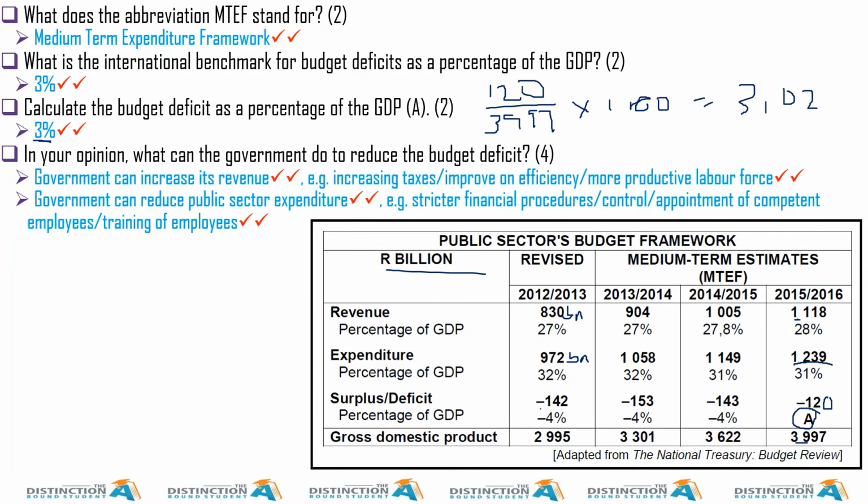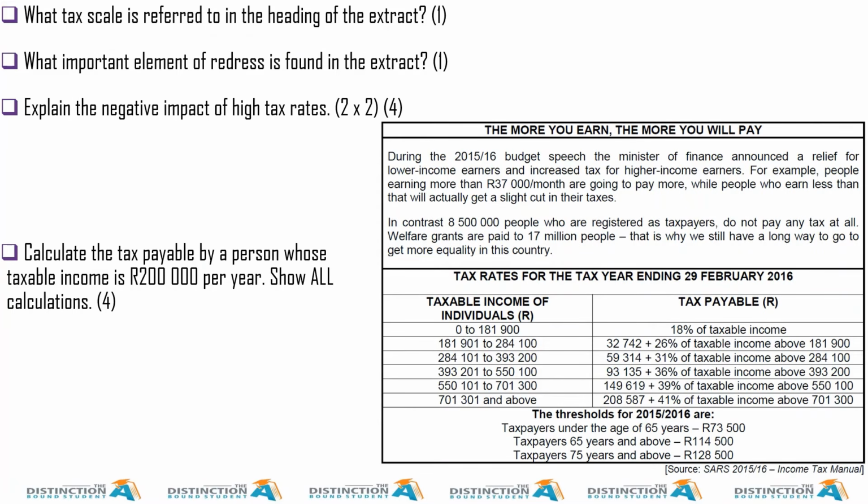The next point: government can reduce public sector expenditure, e.g. stricter financial procedures, control or appointments of competent employees, or training of employees. Government can increase its revenue, e.g. increasing taxes, improving efficiency, and having a more productive labor force. A labor force is mostly productive when it is skilled. So these two blend into each other.